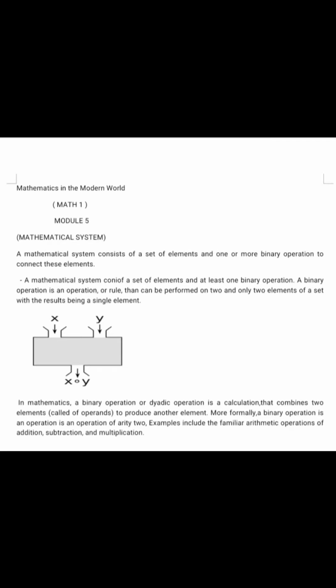In mathematics, a binary operation or dyadic operation is a calculation that combines two elements, called operands, to produce another element. More formally, a binary operation is an operation of arity 2. Examples include the familiar arithmetic operations of addition, subtraction, and multiplication. Unary operation. A unary operation is an operation on a single element. Example 1, squaring 4. The square of 4 is written as 4 squared, which gives 16 as the answer. In this case, 16 is the square of the number.